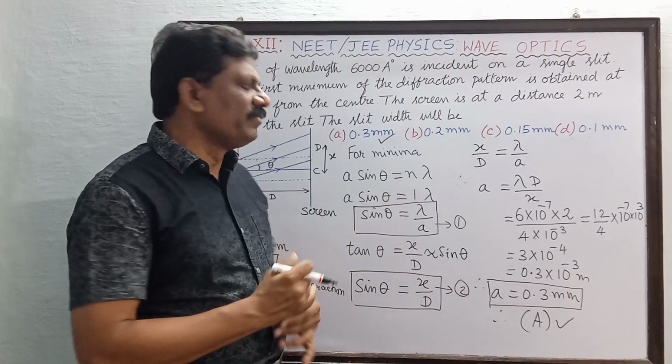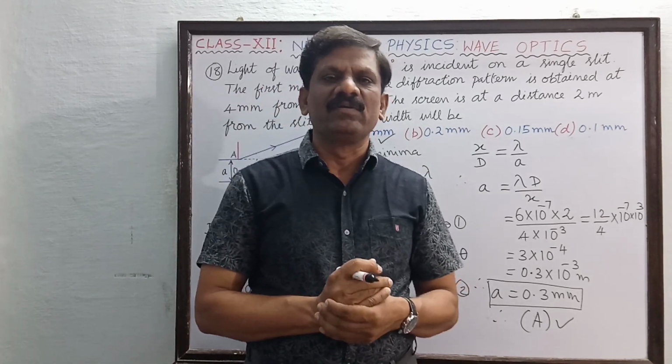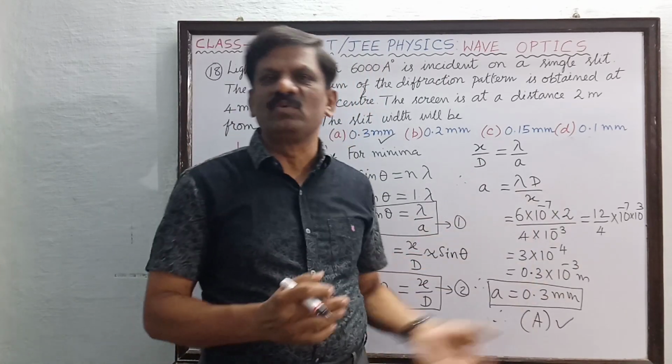So for this problem, we have to remember the condition for the minimum, that is a sin theta is equal to n lambda, and if you substitute, you will get the answer. I hope you must have understood this well. Fine.